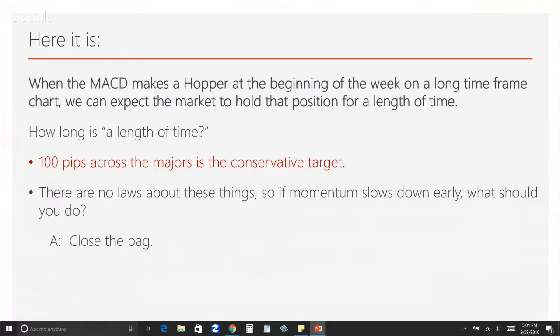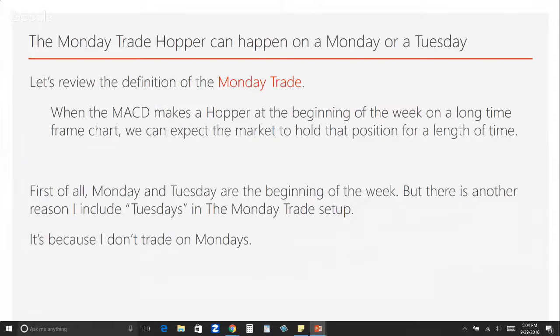Now, there are no laws about these things, of course. So if momentum slows down early, what should you do? Well, you know my answer to that is close the bag. As soon as you have some profit in the bag, you've seen momentum slowing down, just get out of there, take what you can get. But for the most part, I'm looking for about 100 pips across the majors as my conservative target. The Monday trade hopper can happen on a Monday or a Tuesday.